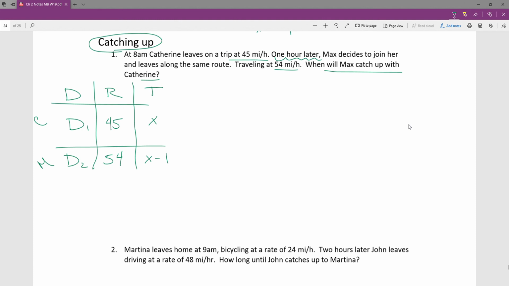Okay, so in this catching up, it's this idea that they have to travel the same distance in order to catch up. And so distance always equals rate times time. So Catherine would be over here, 45 times x, and Max would be 54 times x minus 1. I've now got my equation to solve. Distributive property is first. I'm going to gather up my like terms.